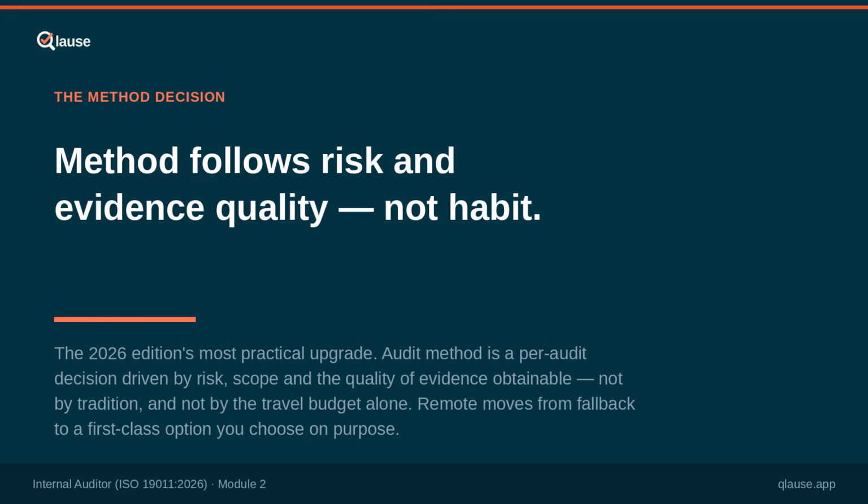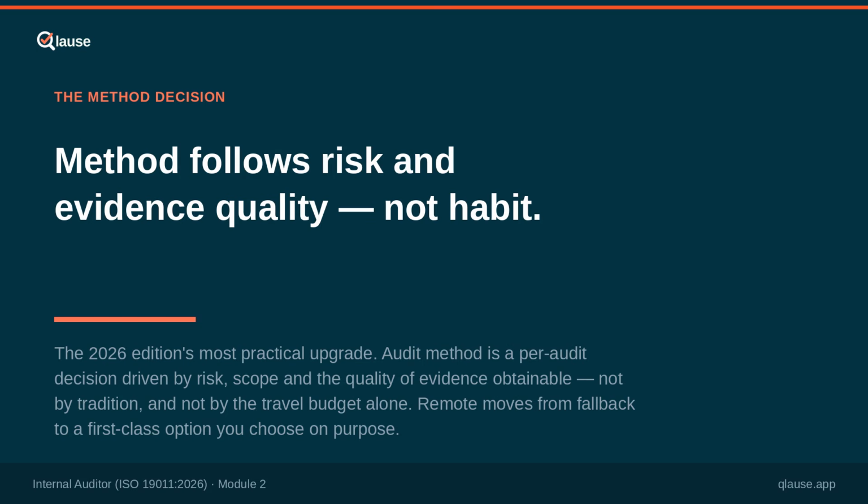Now to what I think is the 2026 edition's most practical upgrade, the method decision. Audit method is a per-audit decision, driven by risk, by scope, and by the quality of the evidence you can obtain. It is not decided by tradition, and it is not decided by the travel budget alone.